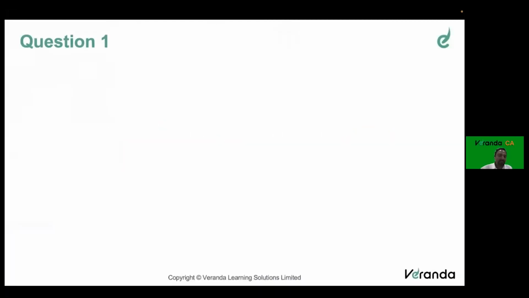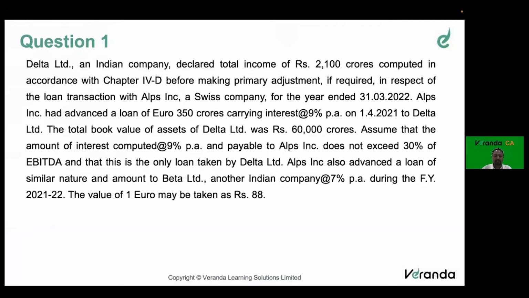We'll start with the first question. The first question is about Delta Limited. Delta Limited is an Indian company which has declared a total income of 2,100 crores computed in accordance with Chapter 4D.